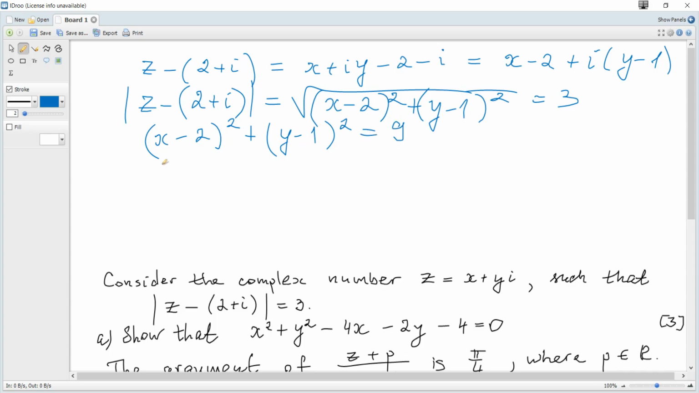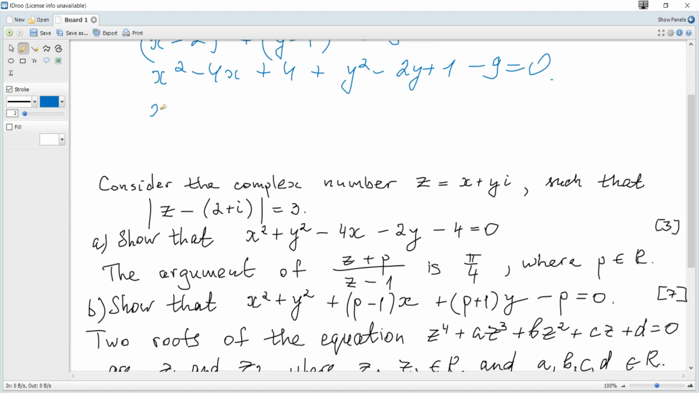just expand and simplify to get x squared minus 4x plus 4 plus y squared minus 2y plus 1 minus 9 is 0, and it becomes x squared plus y squared minus 4x minus 2y. 5 minus 9 is negative 4, so minus 4 is 0, as required.